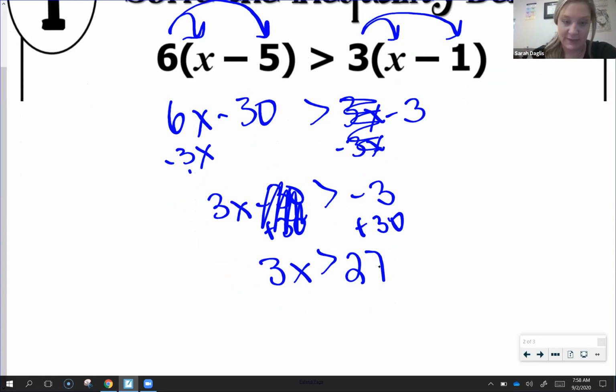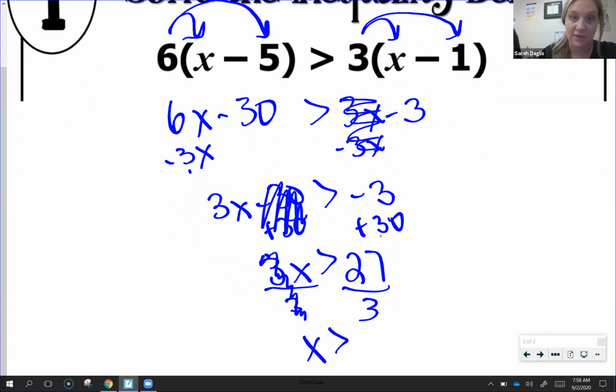Final step to get x by itself, I see that 3 is being multiplied to it. So to undo multiplication, we have to divide by 3. Now we are dividing. 3 divided by 3 cancels out. But we do not flip because we did not divide by a negative number. We divided by positive 3. So my sign is not going to flip. It's going to stay x is greater than, and 27 divided by 3 is 9.